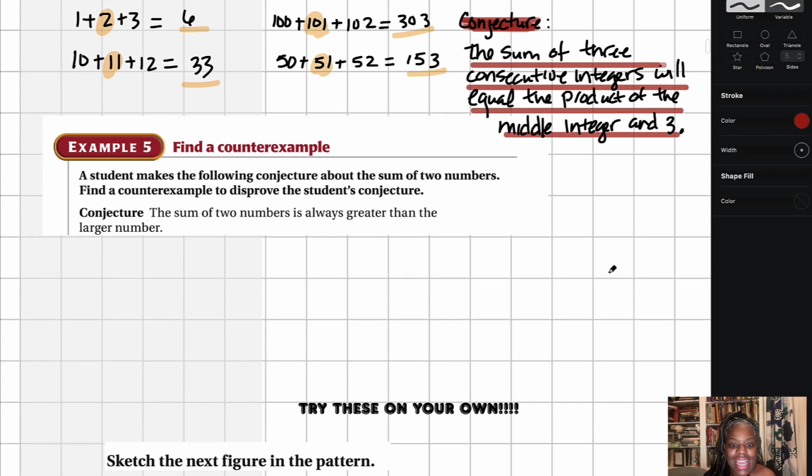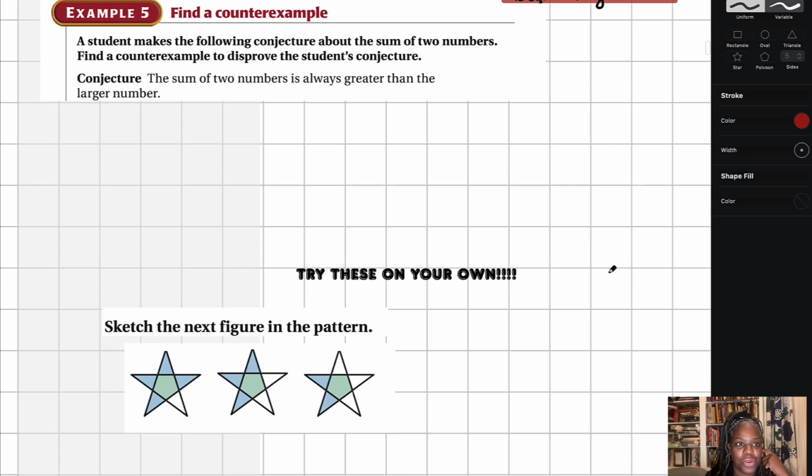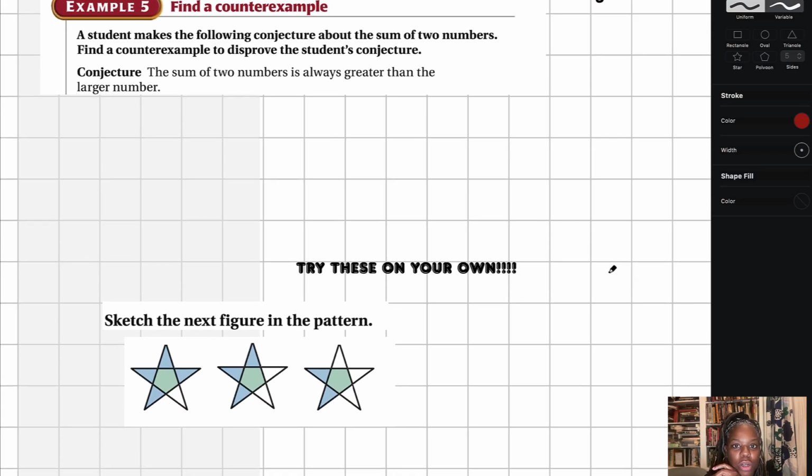All right, let's do this last example before you get a few to try on your own. It says a student makes the following conjecture about the sum of two numbers. We're going to find a counterexample to disprove the student's conjecture. So here's the conjecture. It says the sum of two numbers is always greater than the larger number. When I add up two numbers, your answer is always going to be bigger than the larger number. Let's try it out. So like 1 plus 2, the sum is 3. Well, that doesn't disprove it. That proves it because 3 is bigger than the larger number 2.